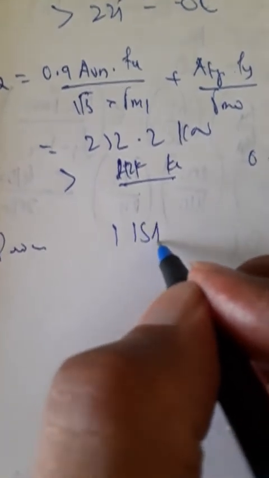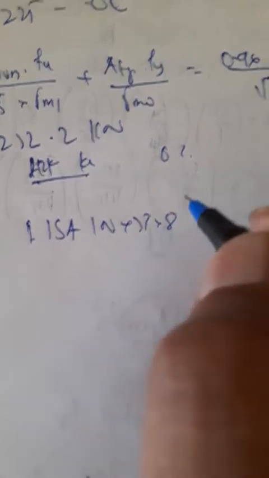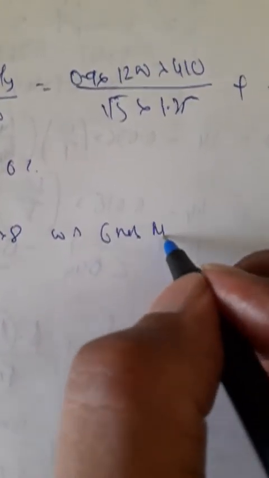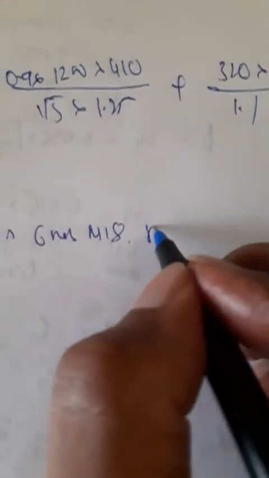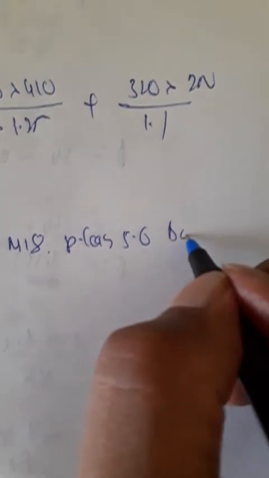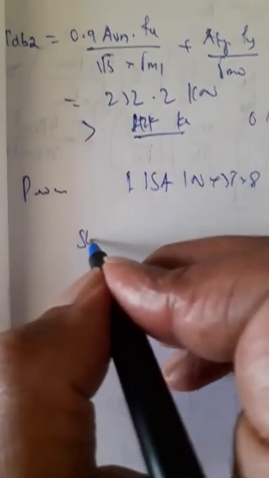Now provide one ISA 100 by 75 by 8 with 6 numbers M18, property class 5.6 bolts.